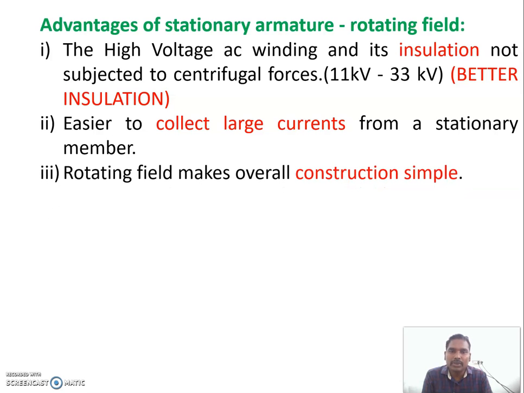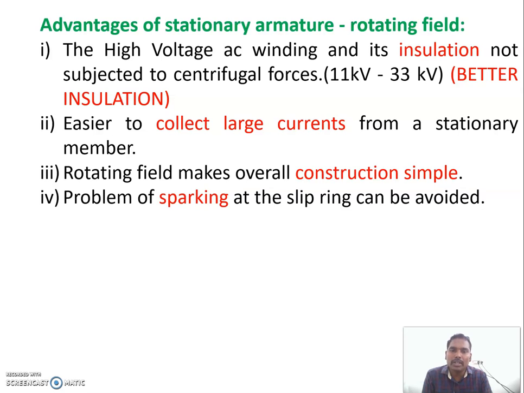Then, a rotating field makes the overall construction simple. If you go for the rotating field, the entire machine construction will be very simple. In the armature part only, the construction is very complicated, but the field coil is not complicated. We just excite the field coil to create the electromagnet in the field winding. A rotating field creates a very simple construction for the machine operation.